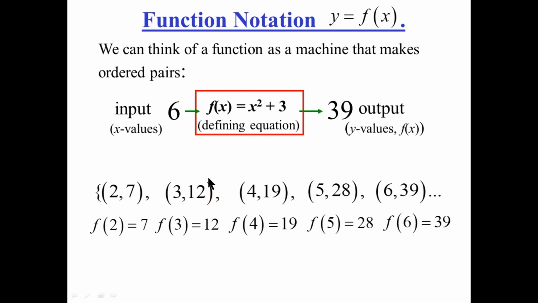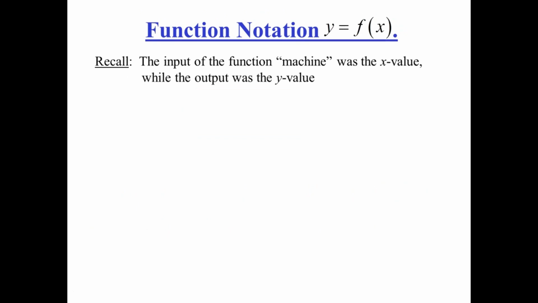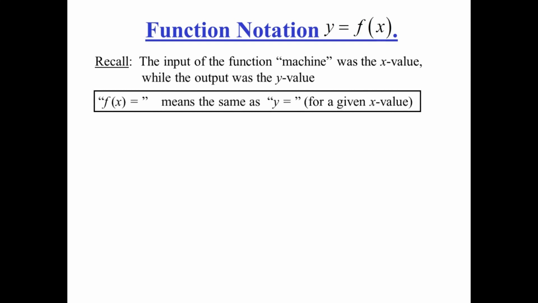And in every case, what we're feeding it is an x value, and what it outputs is a y value. And that y value is called f of x, the result of applying the function to x. So the input of the function machine was the x value, while the output was the y value. f of x equals means the same as y equals for a given x value.